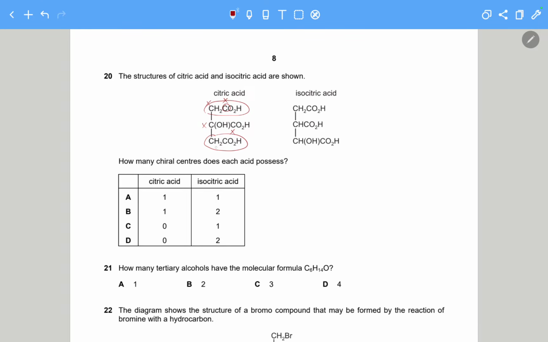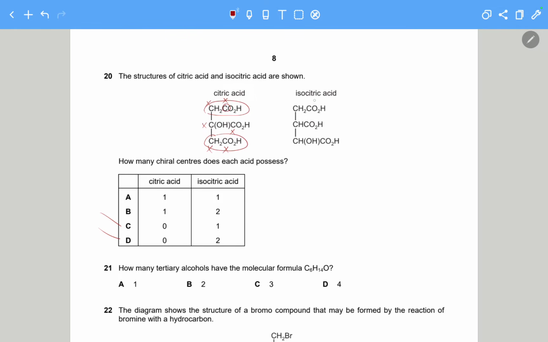Then we get to the bottom row. CH2, not a chiral center. C of the carboxylic acid, not a chiral center. So the citric acid has 0 chiral centers. So we narrow down the answer to C and D. Then we look at isocitric acid.